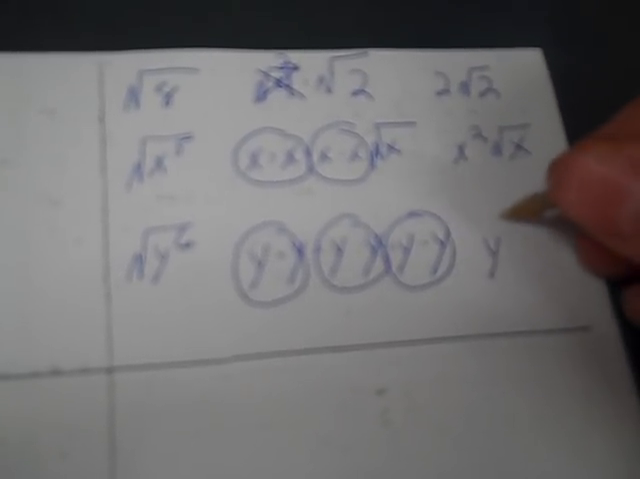Y to the 6th. 6 of them. Circle 2 at a time. 1, 2, 3. There's none left. So how many circles did I make? 3. So y to the 3rd. Not 3y, it's y to the 3rd power. And there were no y's left outside to square root, so there won't be a square root there.